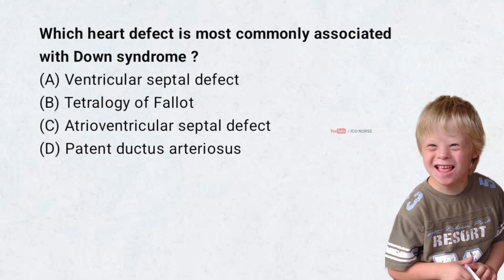Which heart defect is most commonly associated with Down syndrome? A. Ventricular septal defect, B. Tetralogy of Fallot, C. Atrioventricular septal defect, D. Patent ductus arteriosus. Correct answer C. Atrioventricular septal defect.